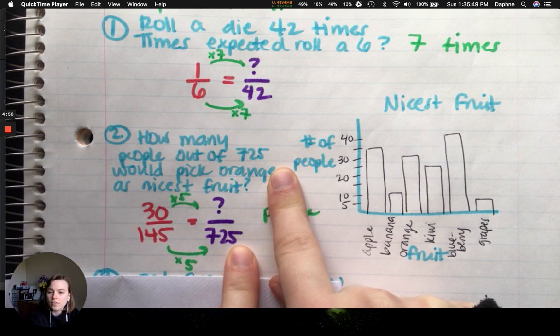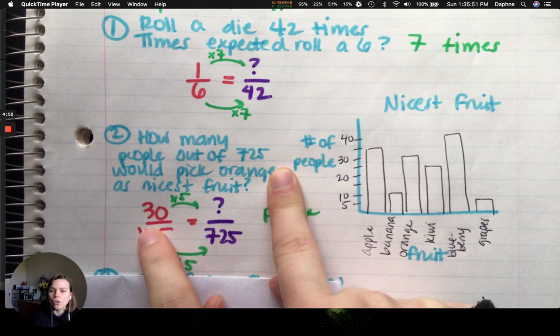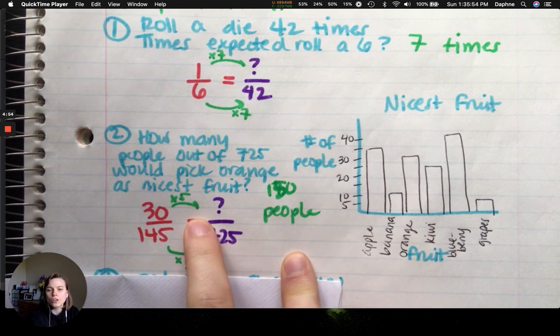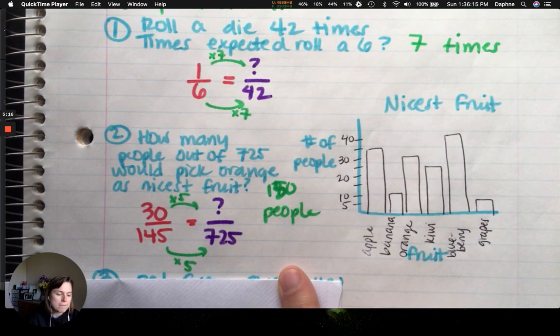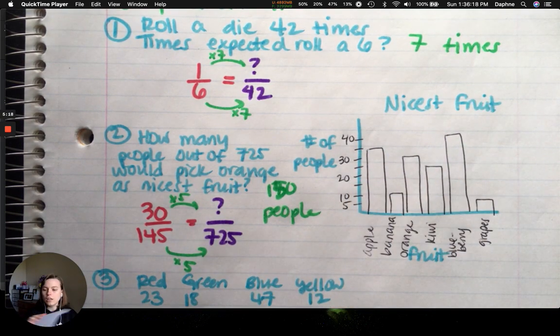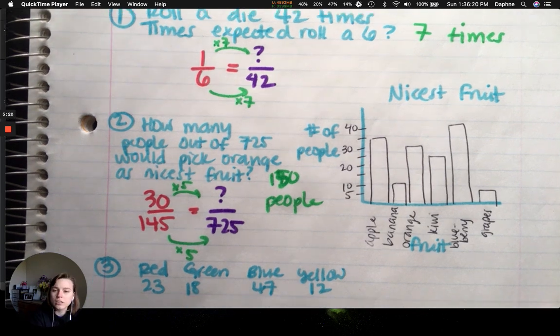145 times 5 gives you 725. So 30 times 5 gets you 150 people that would be what I would expect to see in my survey is 150 people. It may be more, it may be less. This is just theoretical. Experimental probability would be actually going out and surveying the 725 people. Right now with this prediction, we're just using our brains and we're using past data. Okay? All right, so example 3 is where my video cut off the last time.